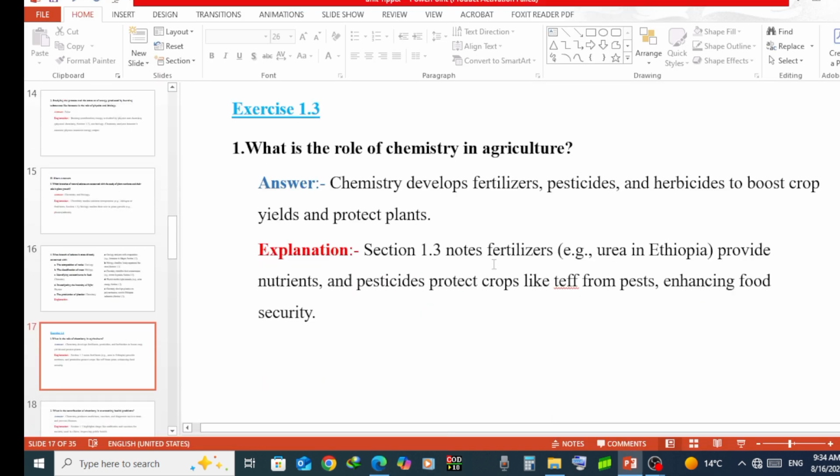So the role of chemistry in agriculture includes this one. Chemistry develops fertilizers, pesticides and herbicides to boost crop yield and protect plants.